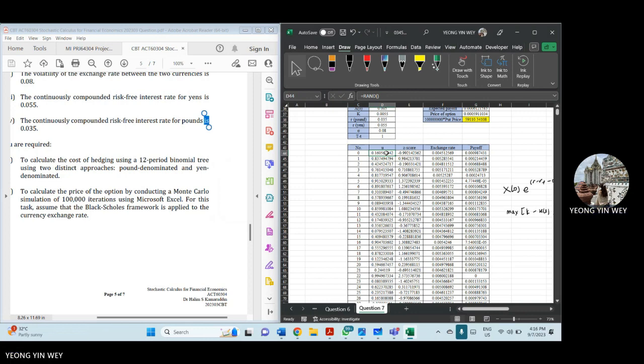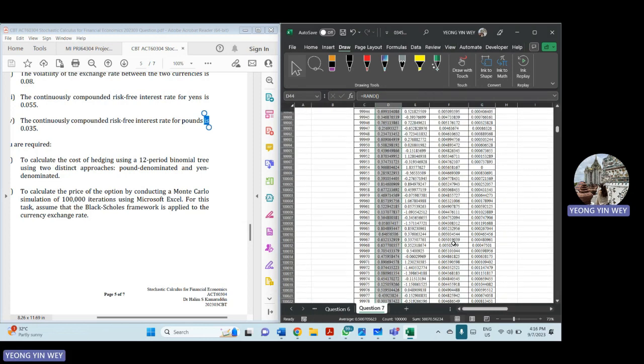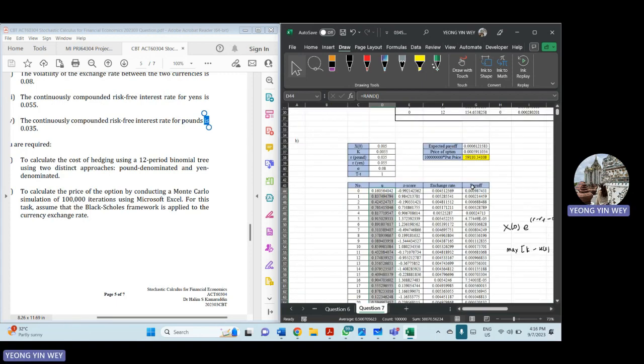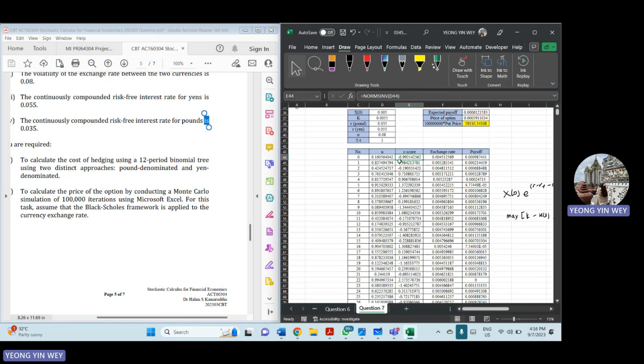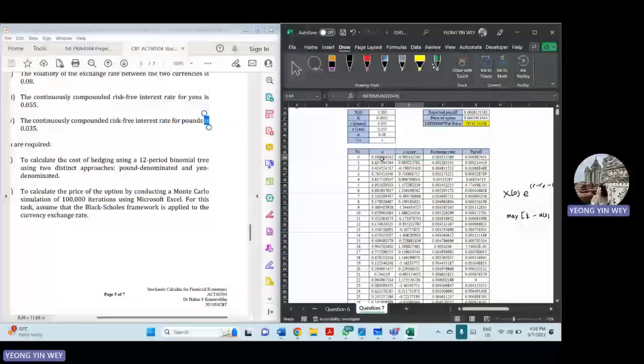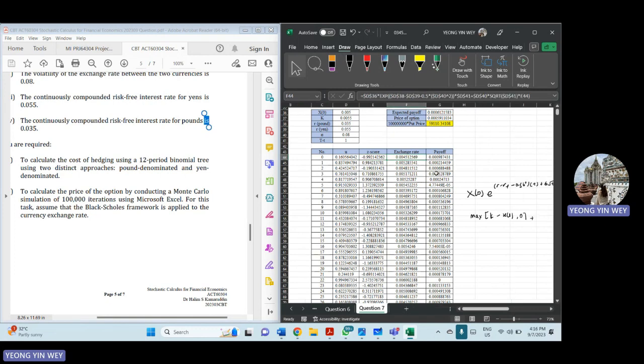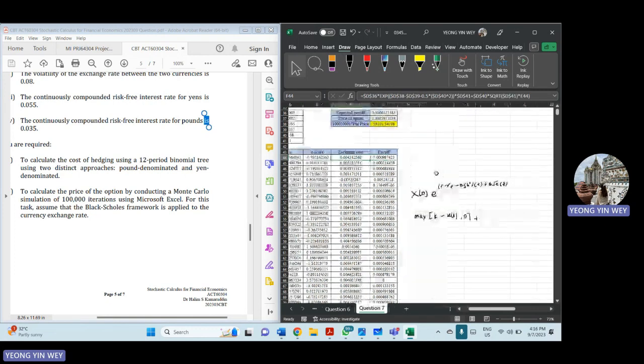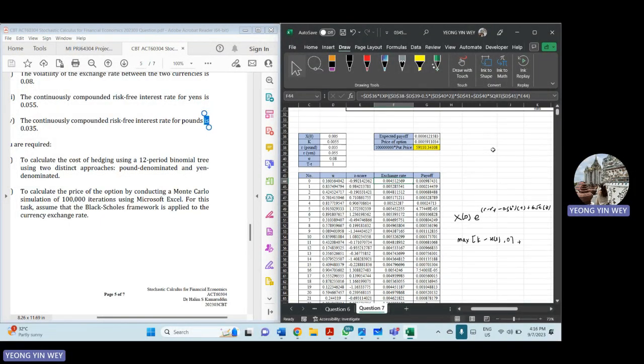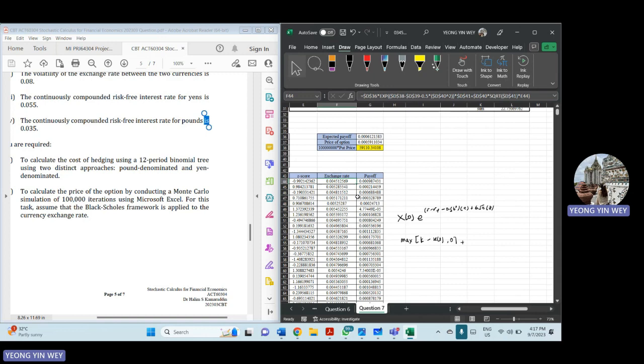Here we have 100,000 data. The z-score we will find using the inverse normal distribution of the U. And for the exchange rate, we will be using this formula. We can choose to use the put or the call option here, but we choose to use the put option. So our local currency, the risk-free rate for pound is 0.035 and the foreign rate is 0.055 for the yen. So we will be using this formula to calculate the exchange rate.